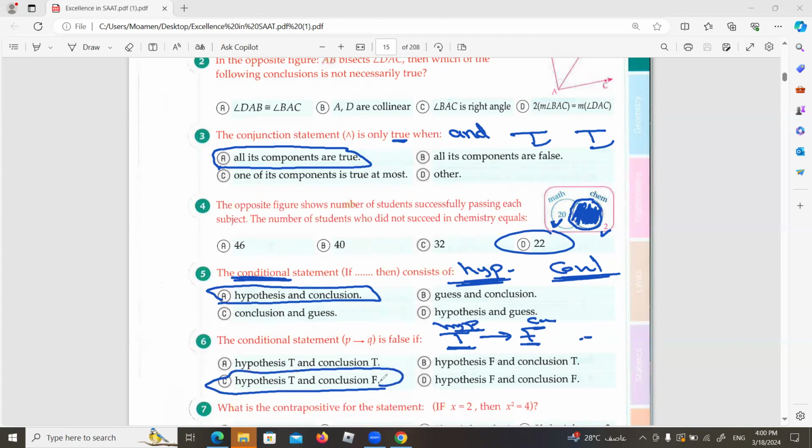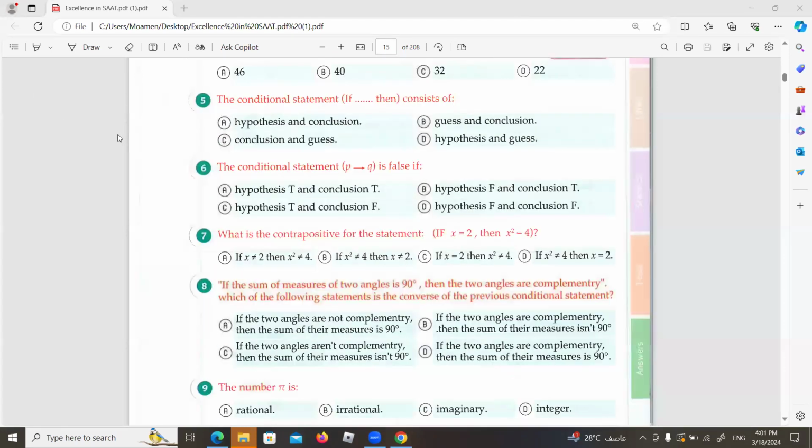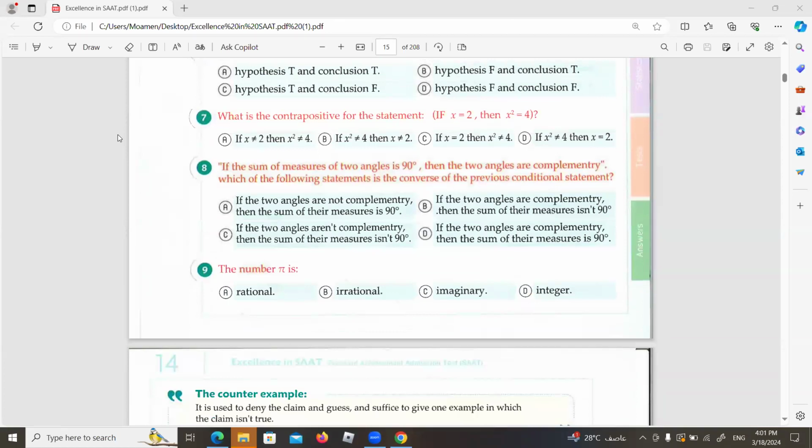So we recall from the relation that if the hypothesis is true and the conclusion is false, then in the if-then relation it is false. We're going to number 7.